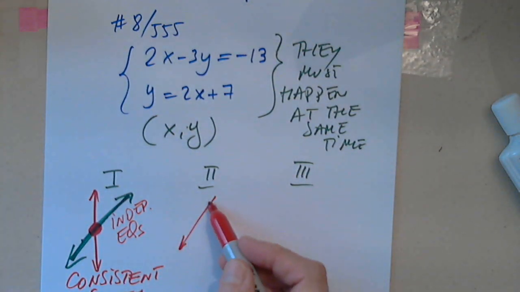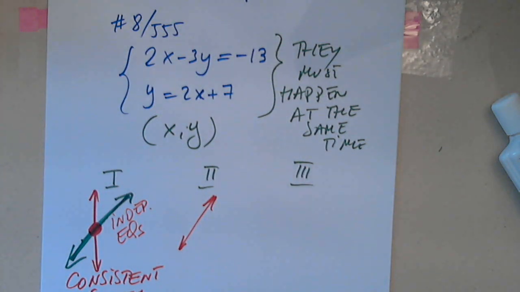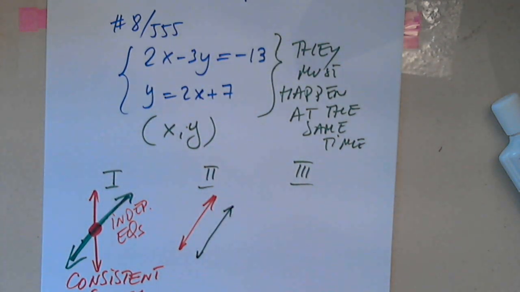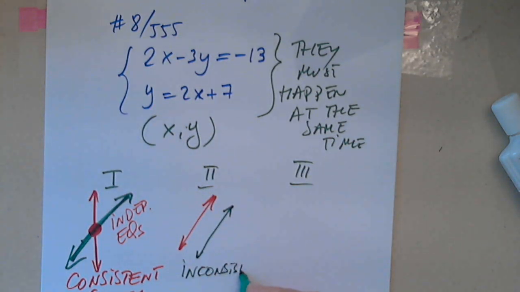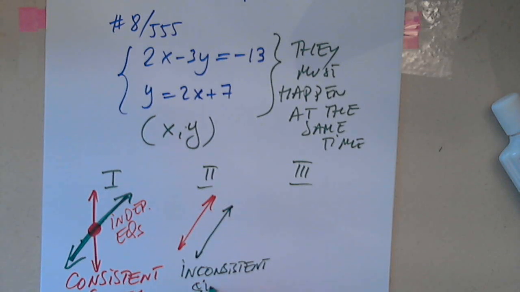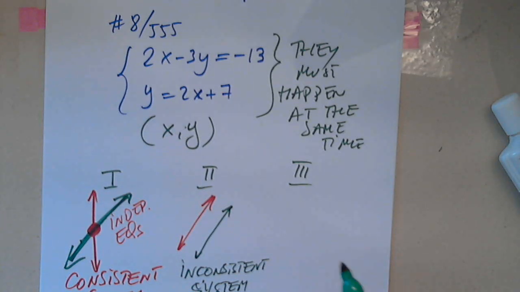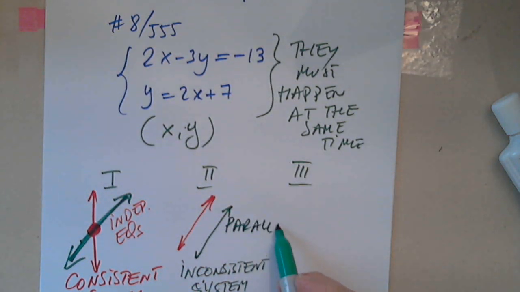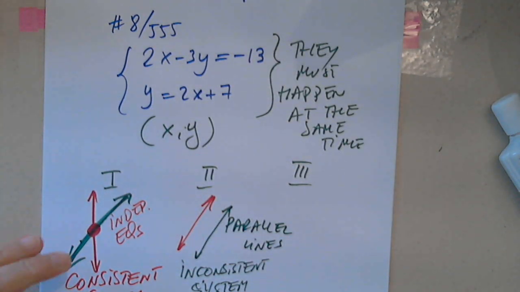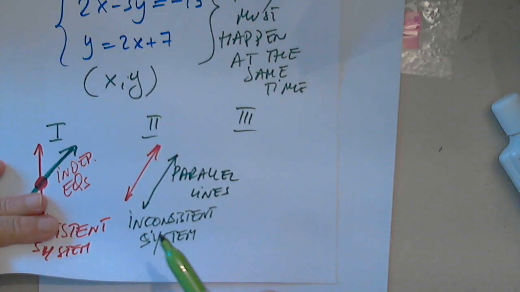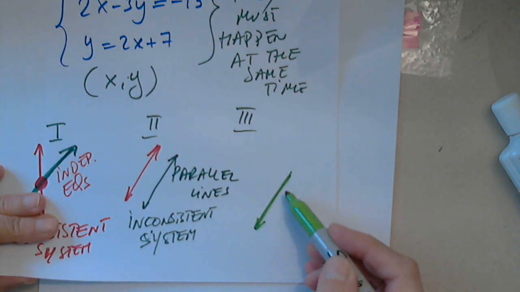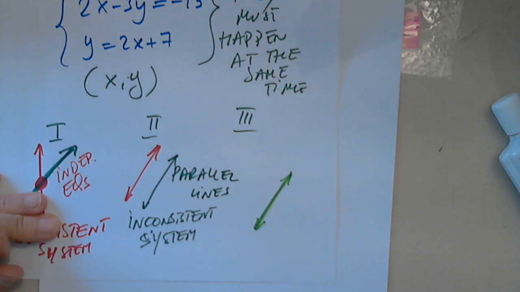Second situation is when this line and this line are parallel. They never have a solution. They will never intersect. And we'll say that it's an inconsistent system. And we have no name for the equations. They are parallel lines, if you want. And there is a third possibility in which one equation is this, and the second equation is this.